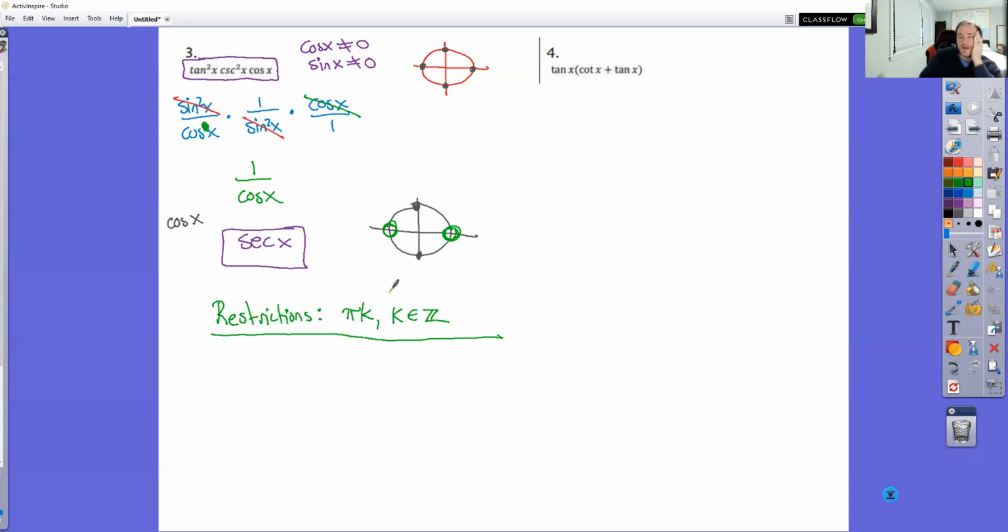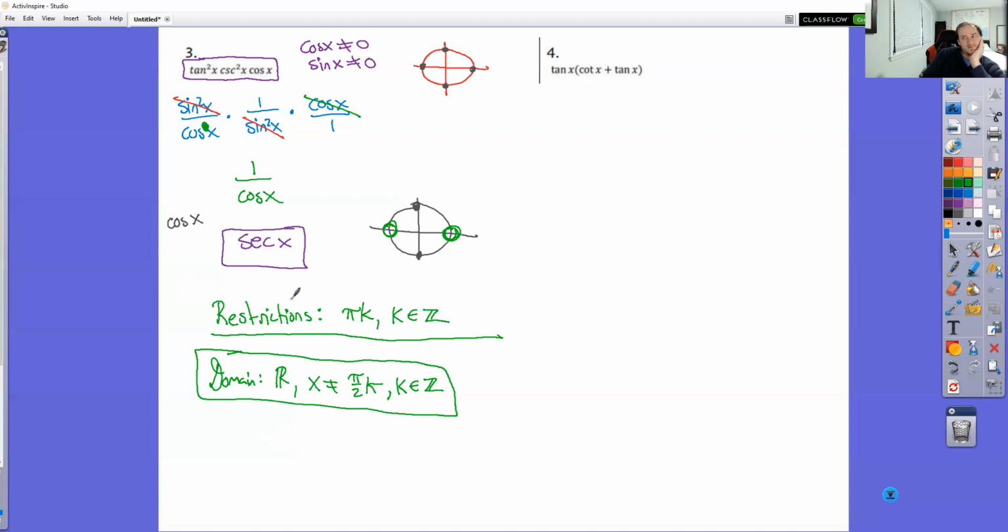So again, I'm not saying that's the domain. If you were going to list the domain, it would be our real numbers, comma, x cannot equal any of these 4 positions. That would be 0 plus pi over 2 times k. So pi over 2k. So the domain is that.